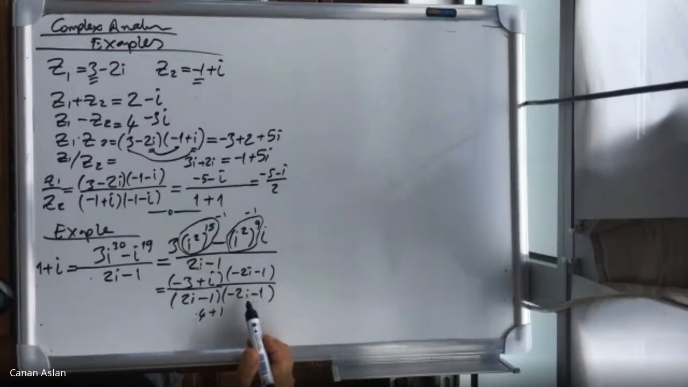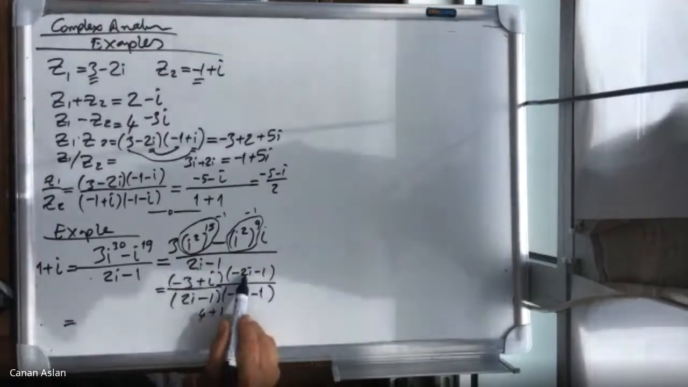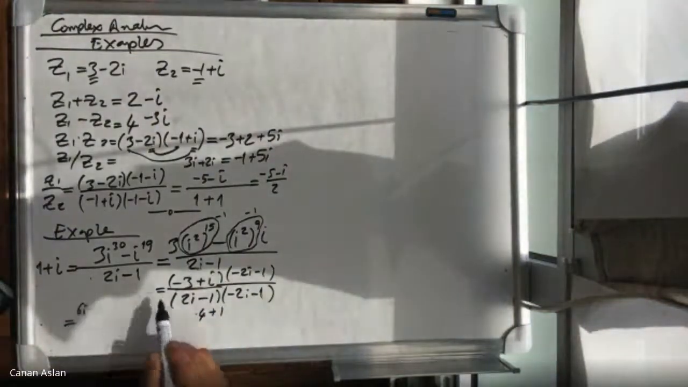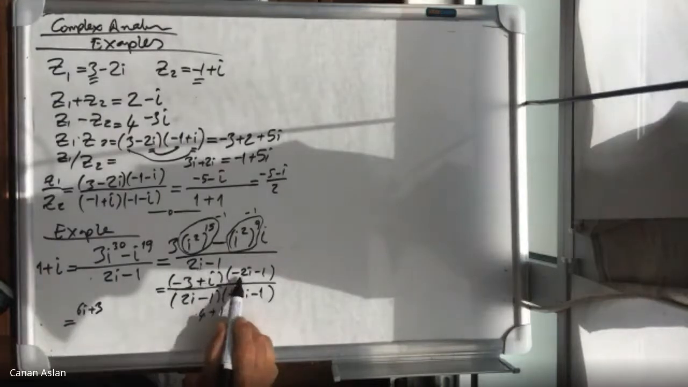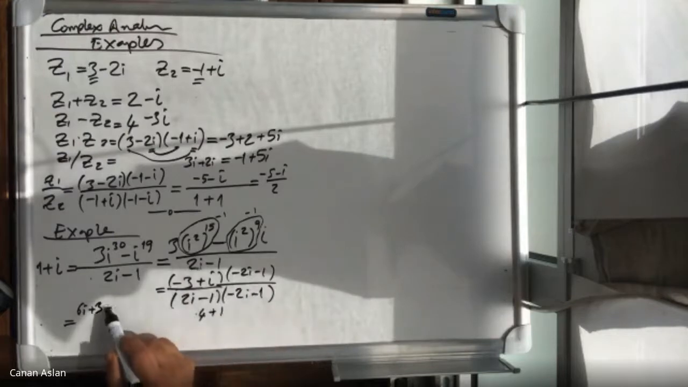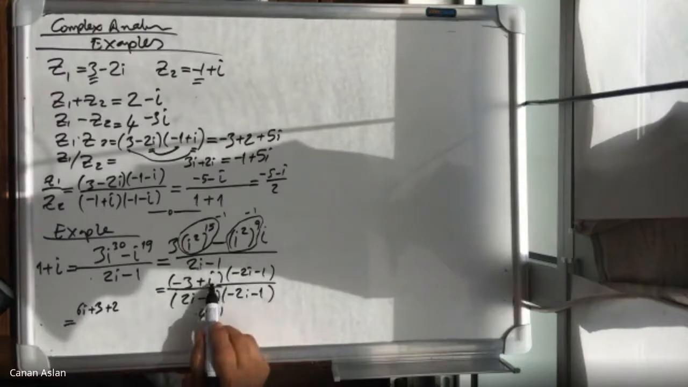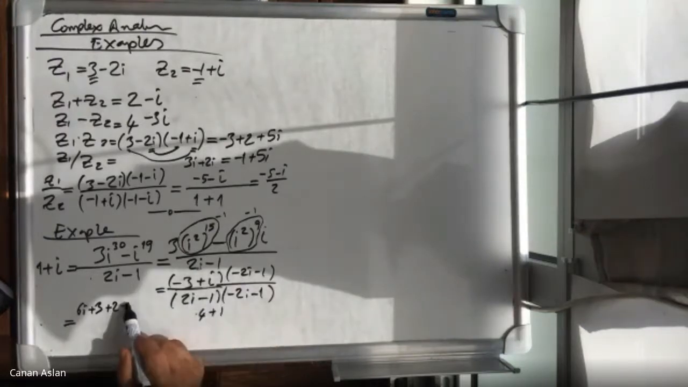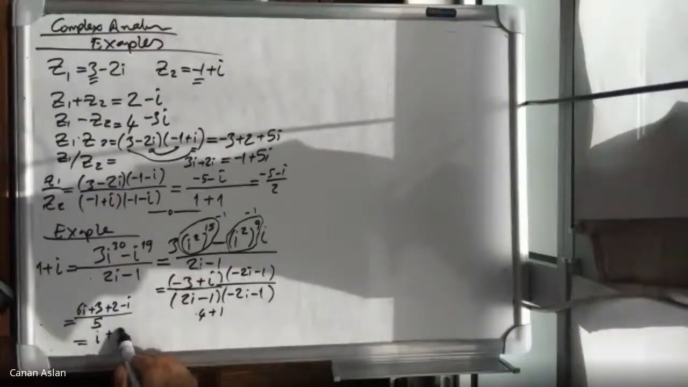So this is equal to now minus 3 times 2i is 6i. This times that is plus 3. Now this is minus 2i squared, but it's plus 2. Now it's 5 again, 5 will be canceling the denominator. And then the last term is minus i, divided by 5. As you see, this is 5 plus 5i divided by 5, which is just 1 plus i.